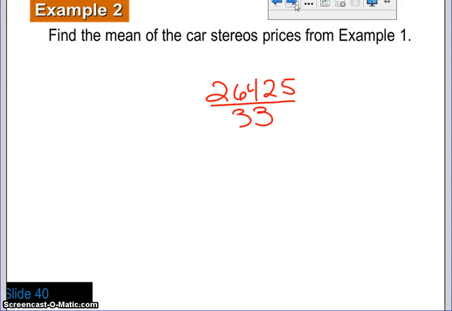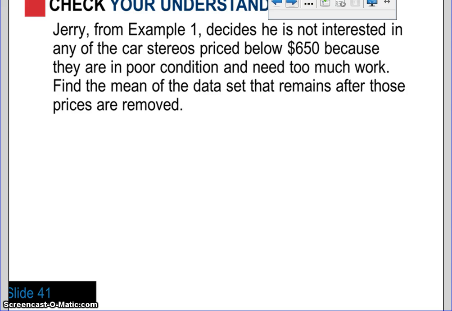And the mean is just adding all my values together and dividing by how many there are. So we're looking at a mean approximately of $800.76. Please press pause, look at this question, see if you can solve it, and we'll come back in just a second.